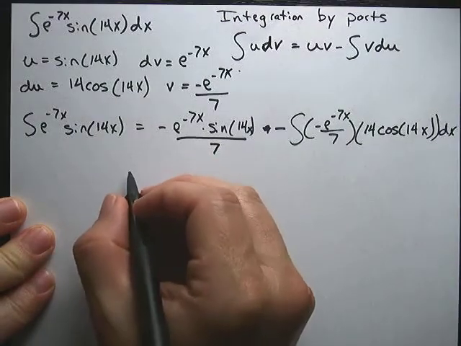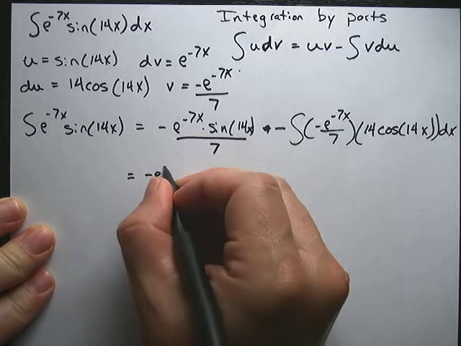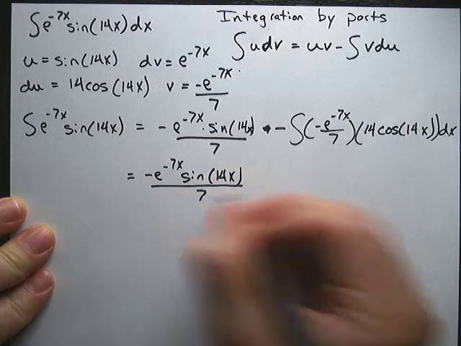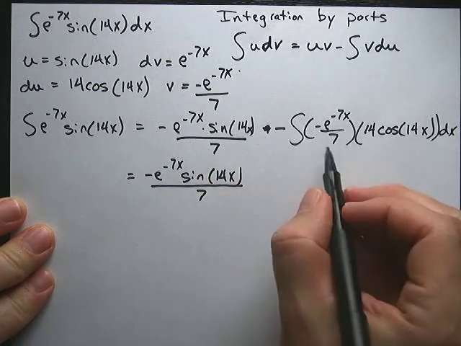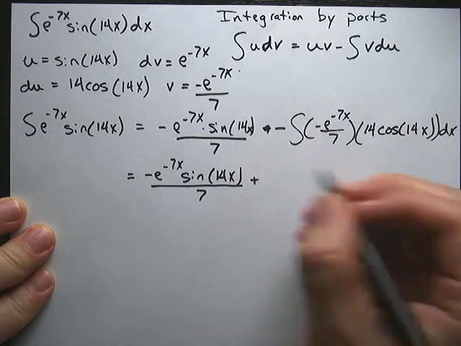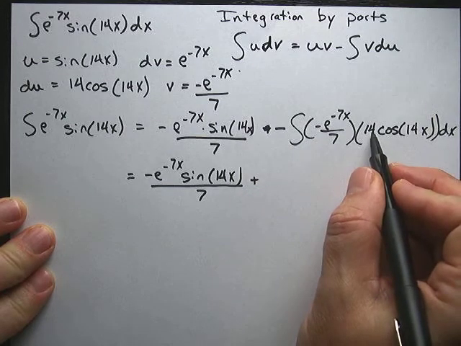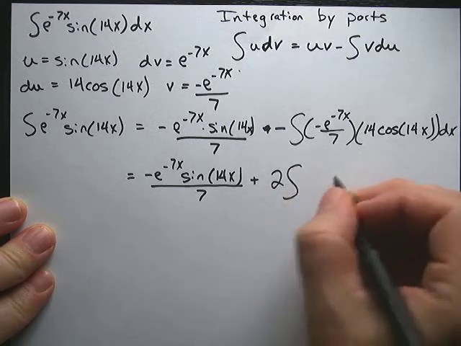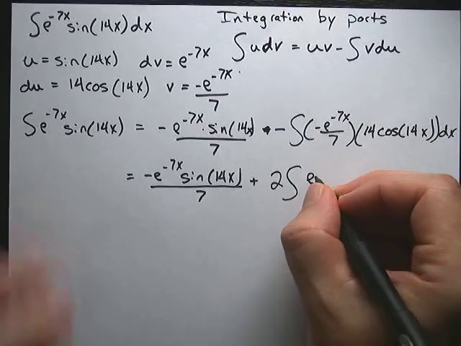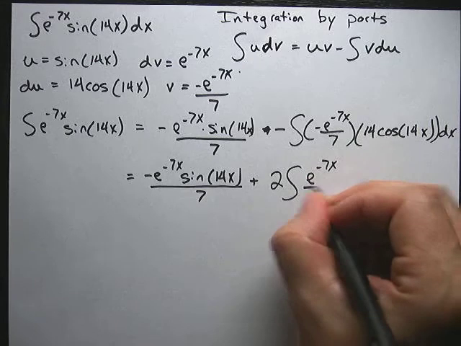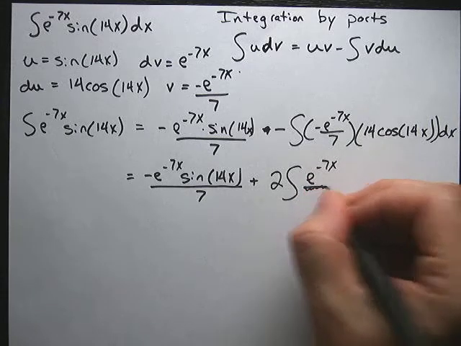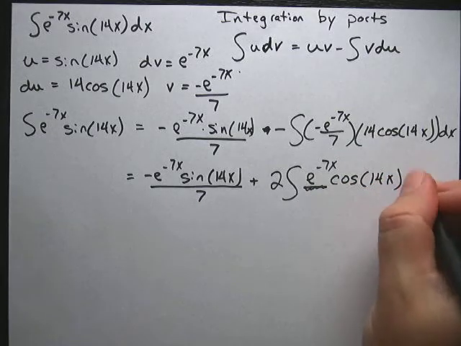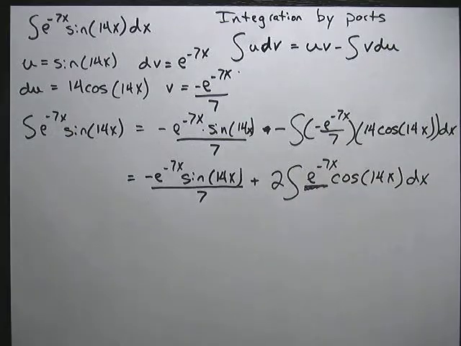So we get that this is equal to, first term's fine, e to the negative 7x sine of 14x over 7. Let's see, we have a negative here and a negative here, so we can write it as a positive. And then we have a 14 on top and a 7 on bottom, so that reduces to 2. So plus 2 times the integral of e to the negative 7x, cosine of 14x dx.